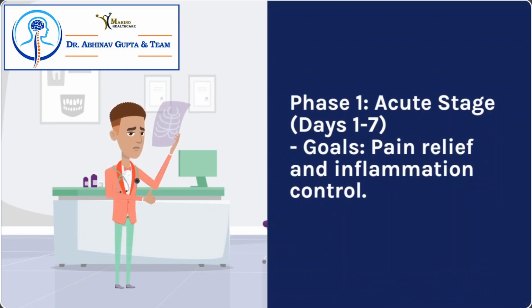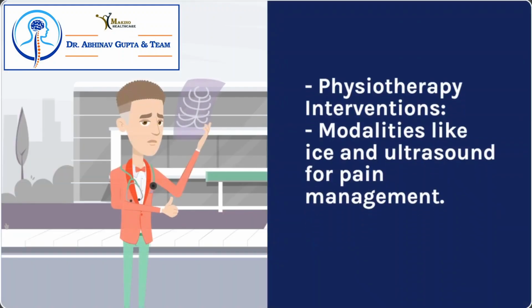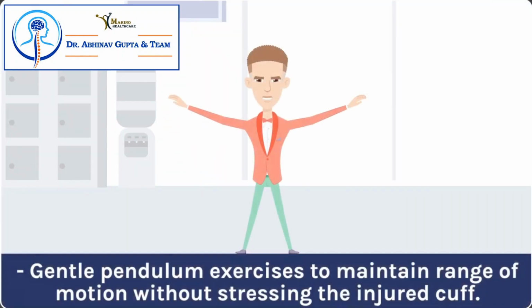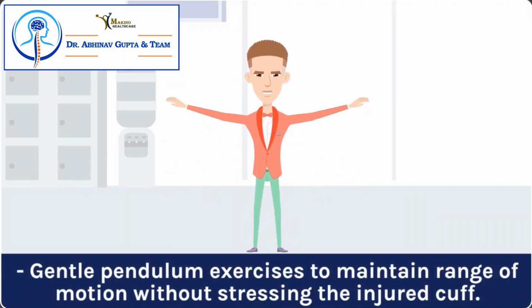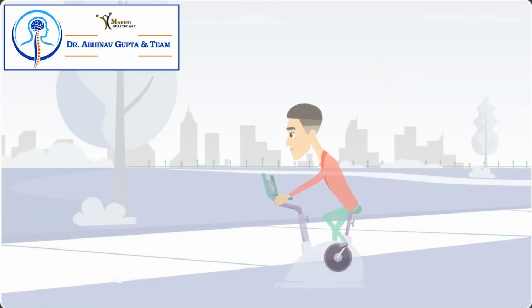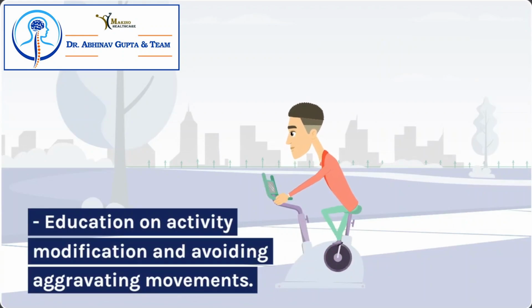Phase 1. Acute stage. Days 1 to 7. Goals: pain relief and inflammation control. Physiotherapy interventions: modalities like ice and ultrasound for pain management. Gentle pendulum exercises to maintain range of motion without stressing the injured cuff. Education on activity modification and avoiding aggravating movements.